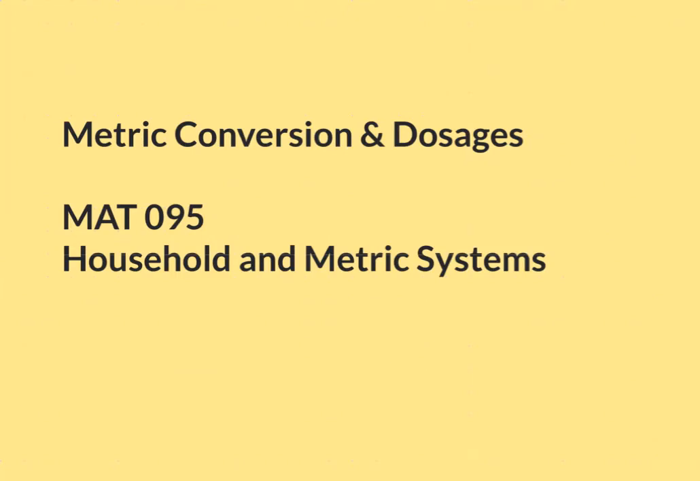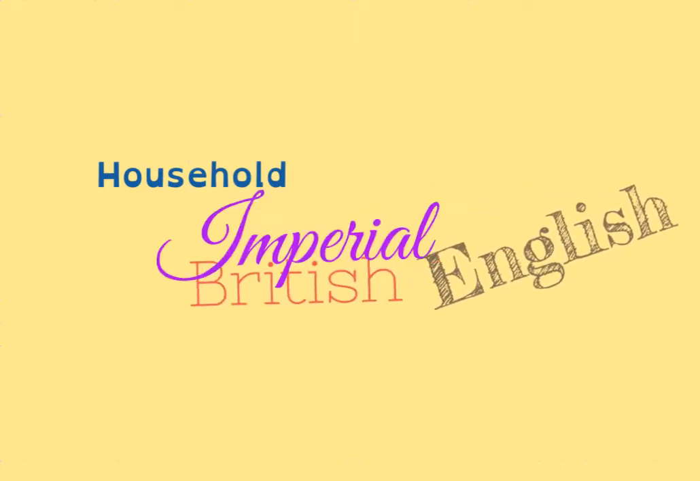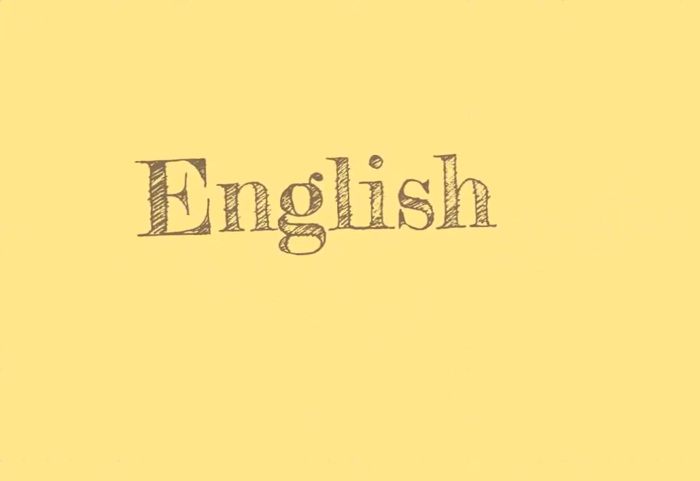Today we're going to be talking about household and metric systems. Other names for the household system include English, British, or Imperial system. You may have already noticed that I am most comfortable or familiar with calling this the English system, but I will try to be consistent with your textbook and refer to it as the household system.